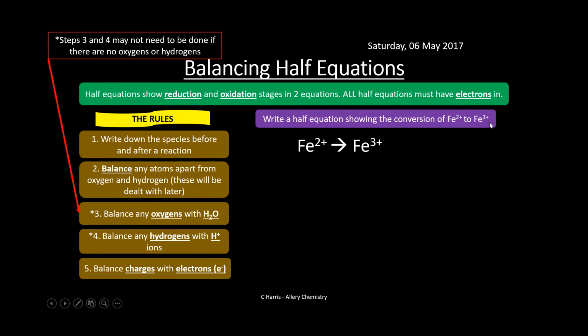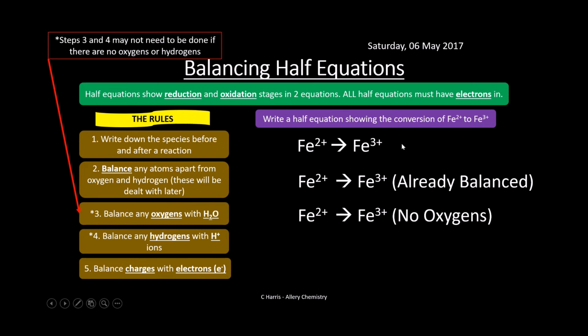Let's write down the species before and after. So we're going from Fe2+ to Fe3+. Balance any atoms apart from oxygen and hydrogen. Well, look, they're already balanced, so that's fine. Then we balance any oxygens with H2O. We haven't got any oxygens, so we can skip that step. Balance any hydrogens with H+ ions. Again, we don't have any hydrogens, so we can skip that step. And then all we have to do is balance any charges with electrons.